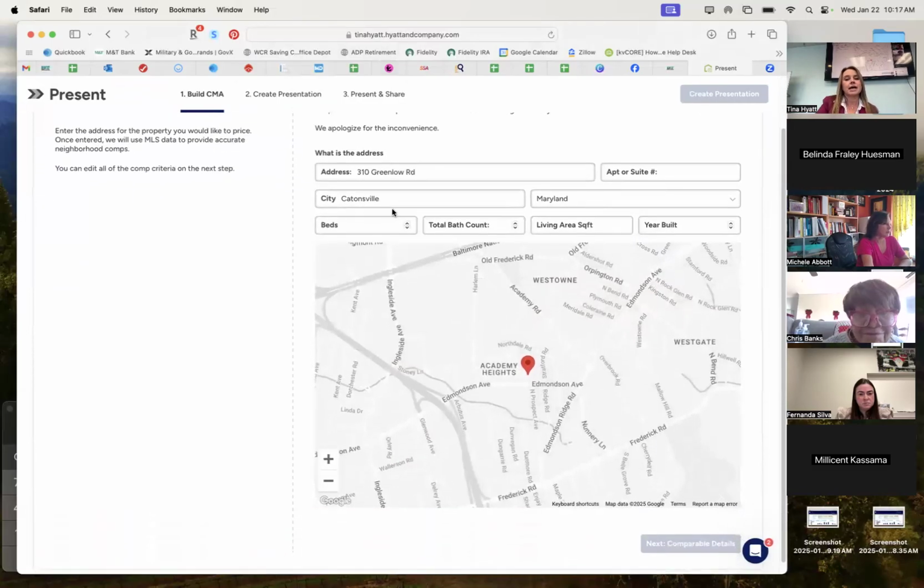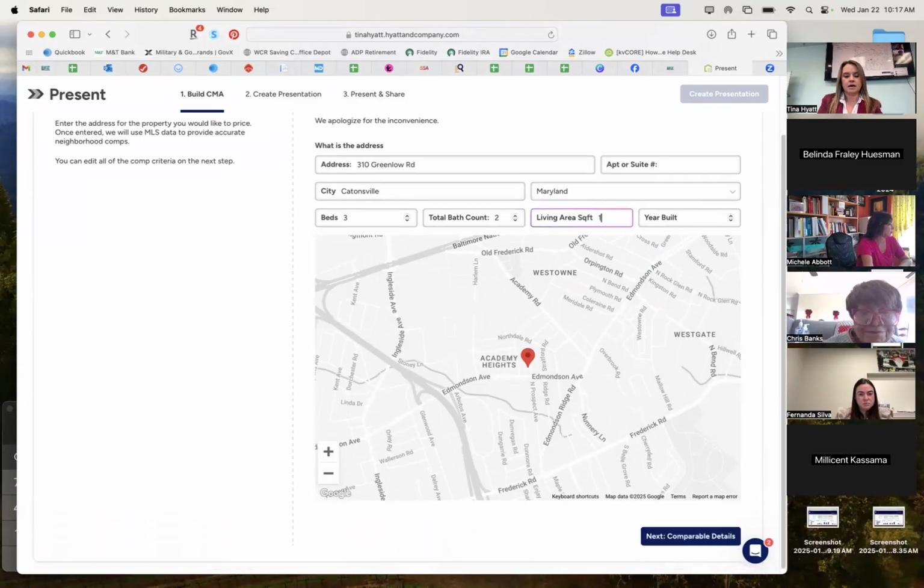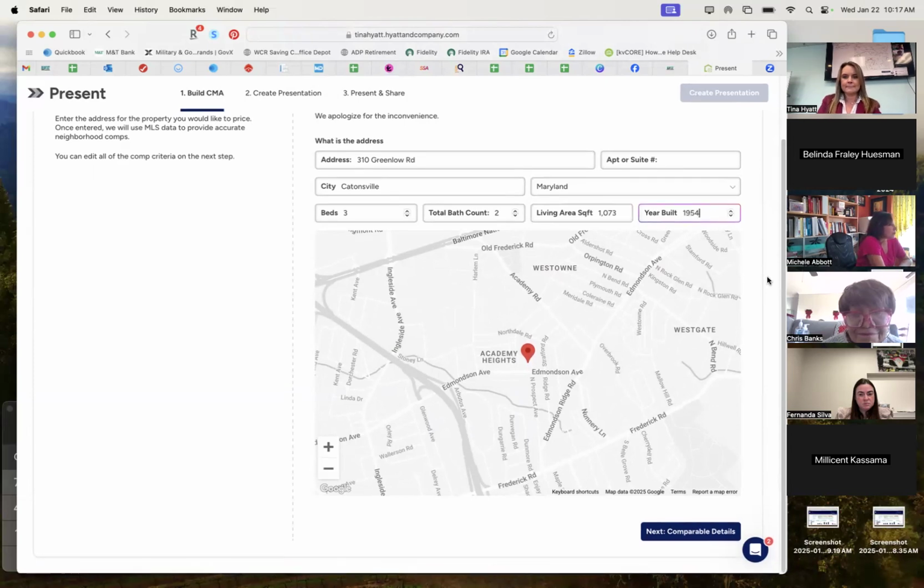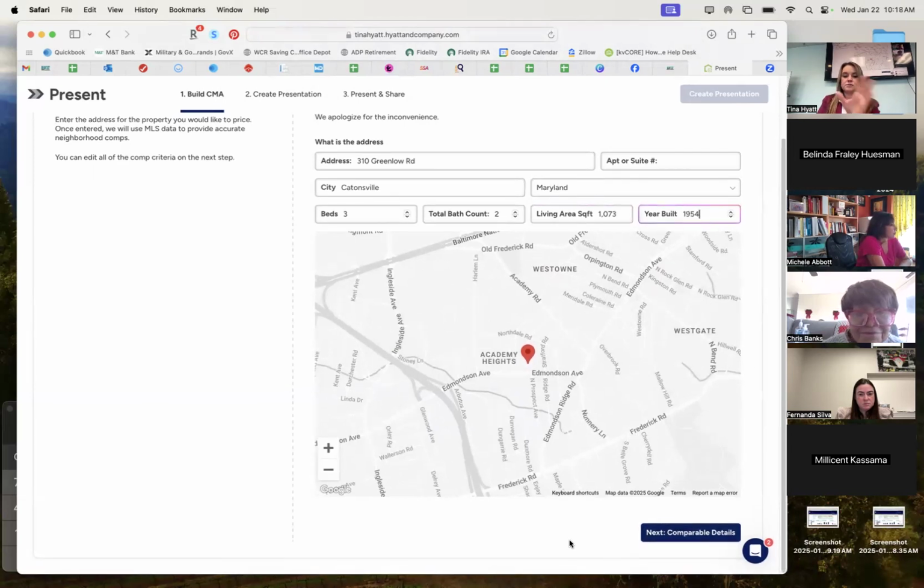So now I can edit my details. So I know that this property has 3 baths. You've got to do your research, right? Just like when you go to MLS to do a CMA, you've already researched your subject property. So you know beds, baths, square footage, those sorts of things. So same thing. So total baths, it's 2 full baths. I think it's 1,073, about 1,000 square feet, built in, let's just say 1954. So there's my details, right?